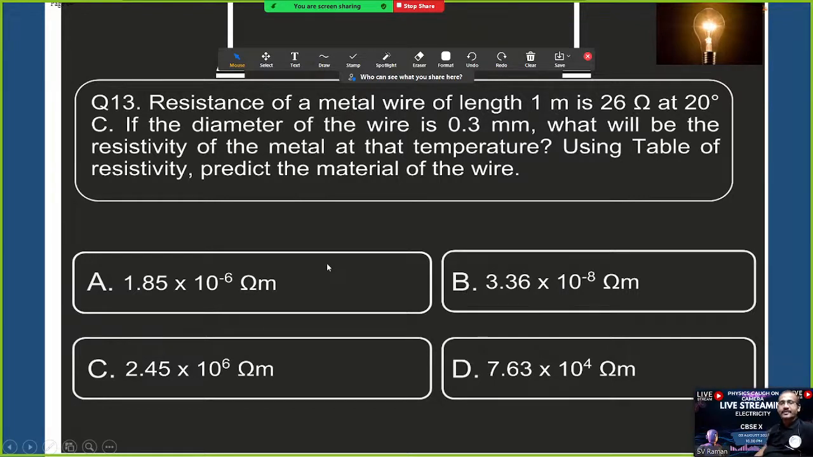The resistance of a metal wire of length 1 meter is 26 ohms at 20 degrees centigrade. If the diameter of the wire is 0.3 mm, what will be the resistivity of the metal at that temperature? Using the table of resistivity, predict the metal of the wire. This is the question.